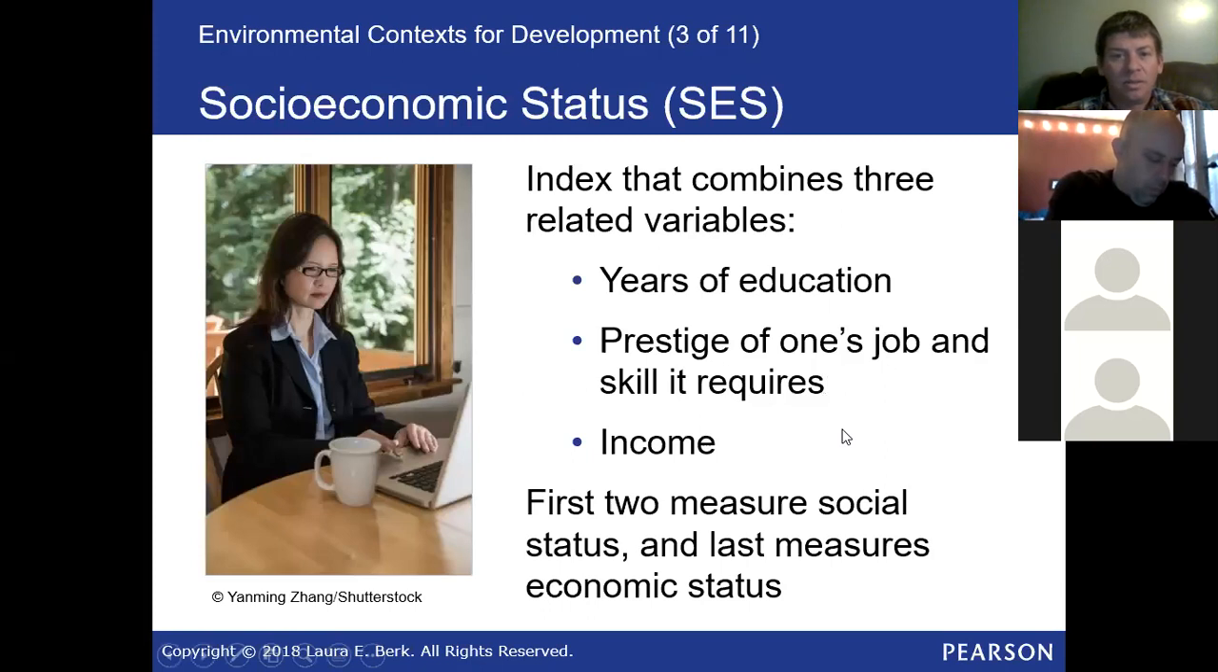Socioeconomic status combines three variables: the years of education, the prestige of one's job and the skill it requires, and lastly, income. The first two are social measures, and the last one is an economic measure. So it's socioeconomic status. I might ask you, what are the three components of socioeconomic status? Education, prestige of the job, and then income.